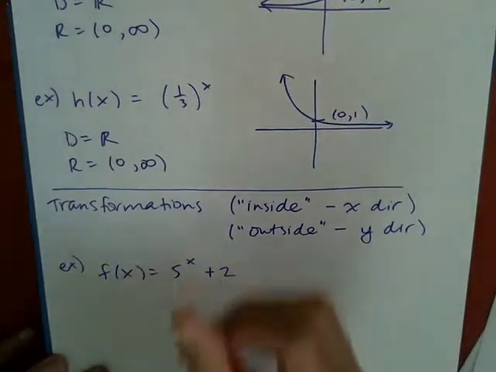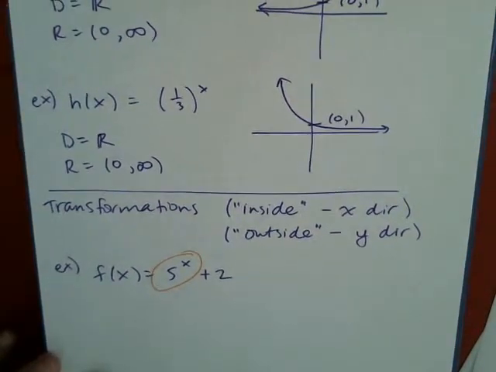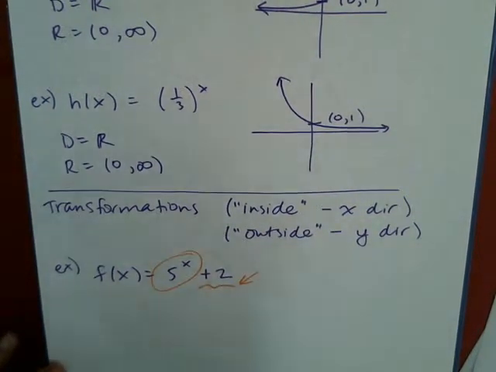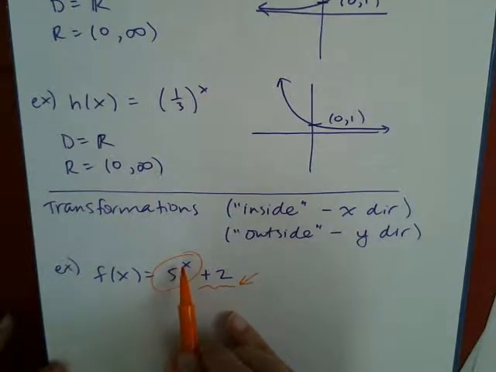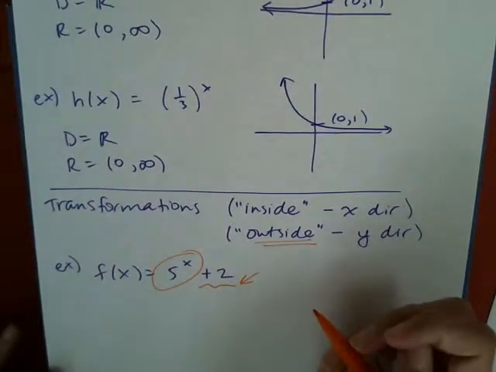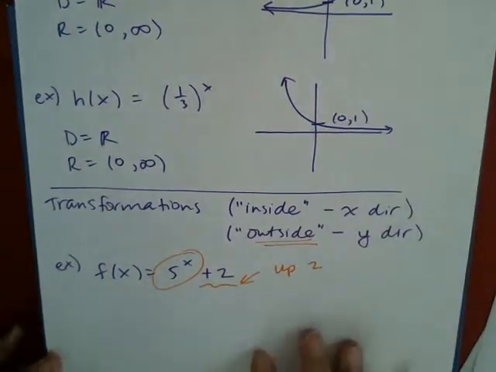Okay, where's my orange pen? There's the exponential. I know what that graph looks like, which means that this guy right here is the transformation. It happened after the exponential. There's the exponential right there, 5 to the x. That plus 2 is on the outside, so it's a change in the y direction. So this shifts the entire graph up 2.